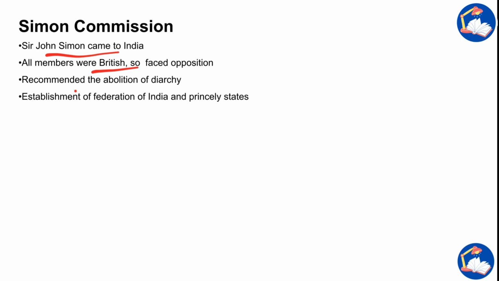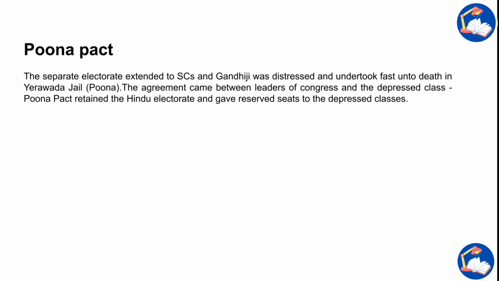So they recommended the abolition of diarchy, and it was opposed because all the members were British. They came to see the problems of Indians, but there were no Indians in the commission. So there was the Simon Go Back movement. The establishment of a Federation of India and princely states were the recommendations of the Simon Commission.